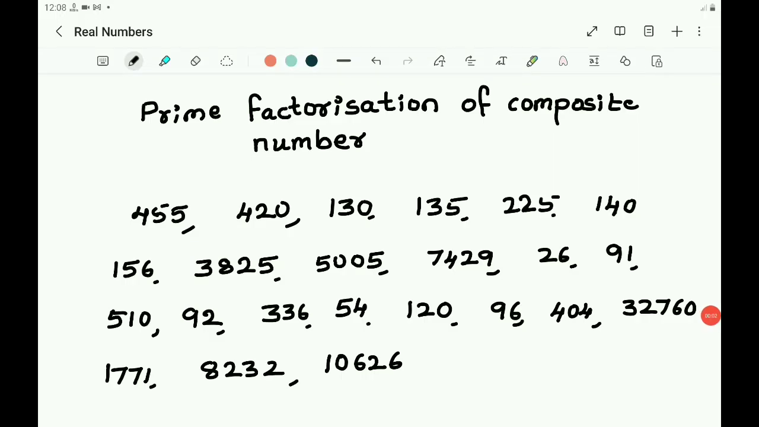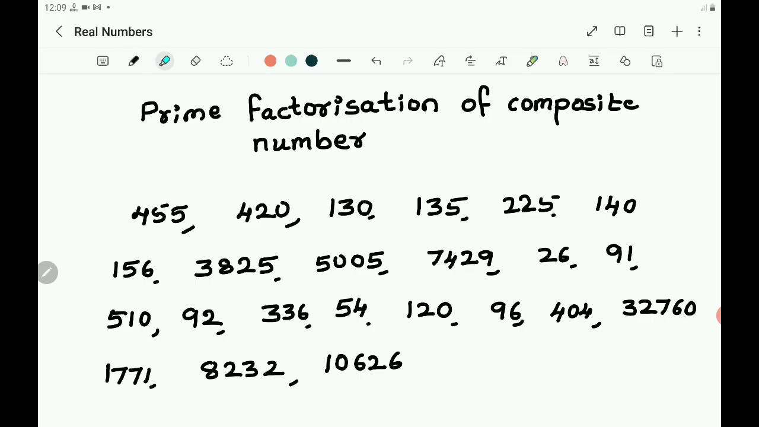Dear children, it is a continuation of the chapter Real Numbers. Now let us factorize some composite numbers. Let us express the composite numbers as a product of prime factors. Here there are some numbers. Now let us take the first number.